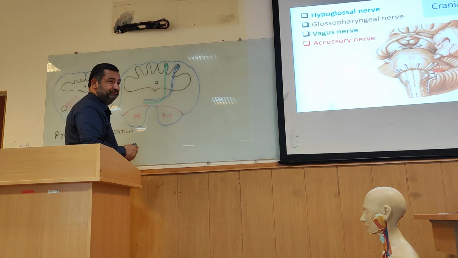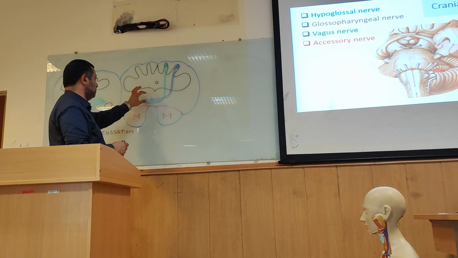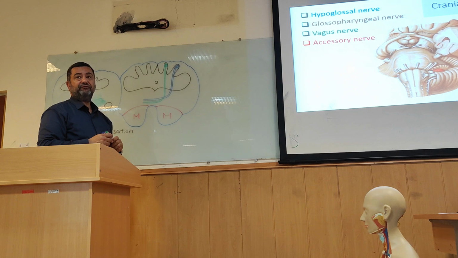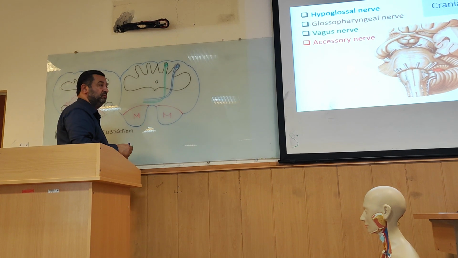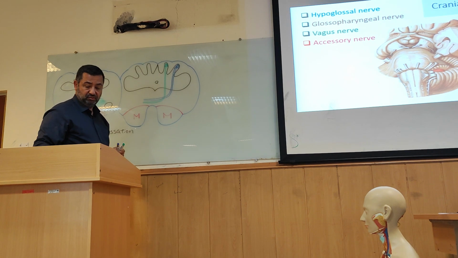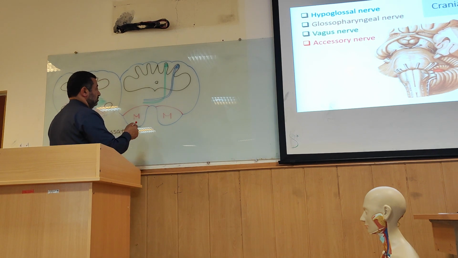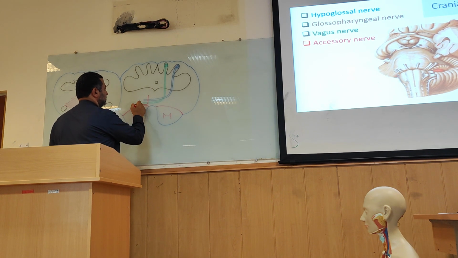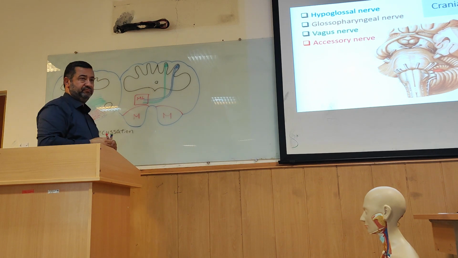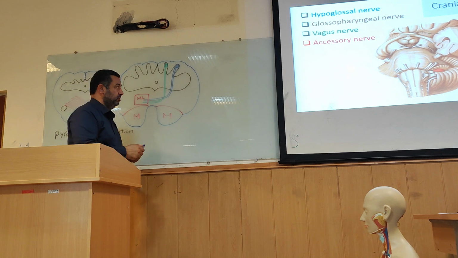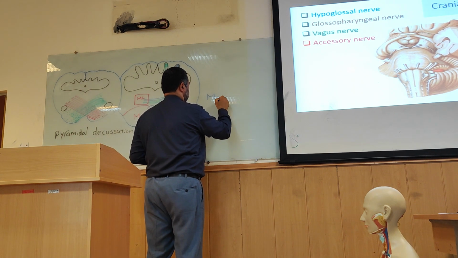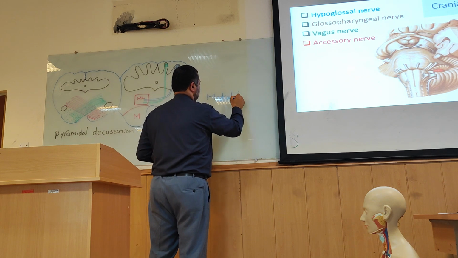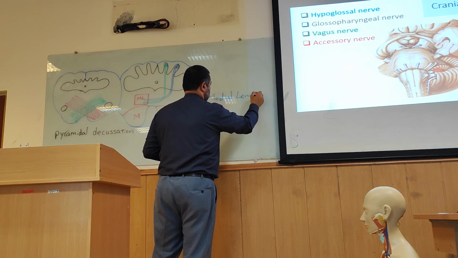These internal arcuate fibers on the opposite side make a tract that is called medial lemniscus, ML. Medial lemniscus.